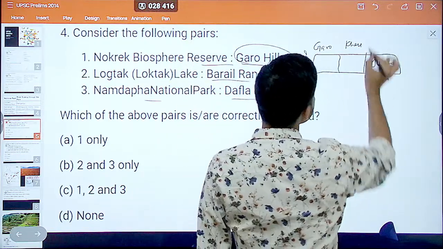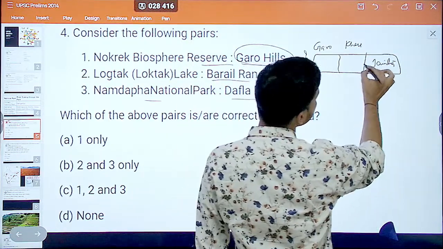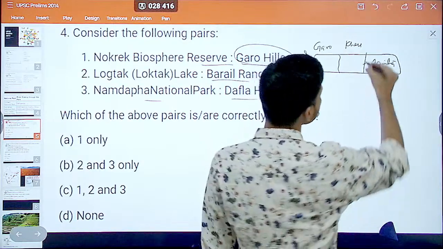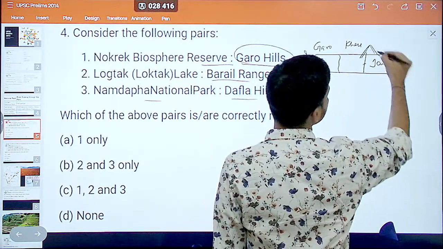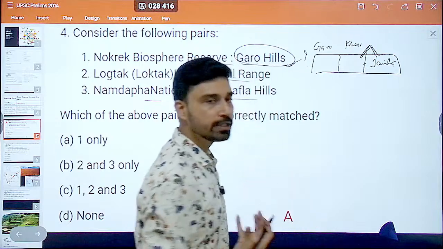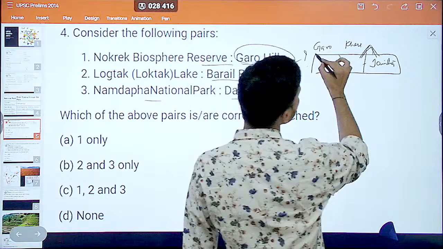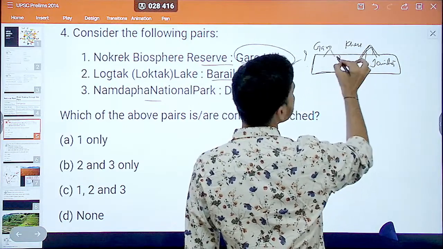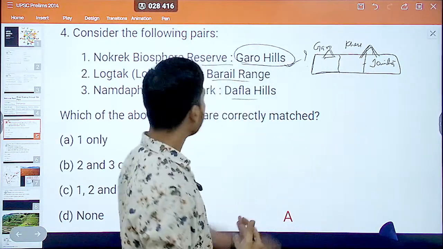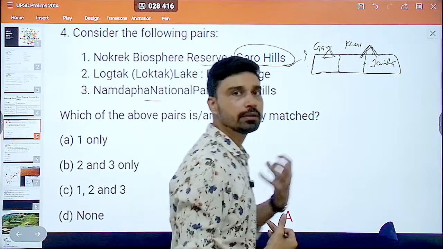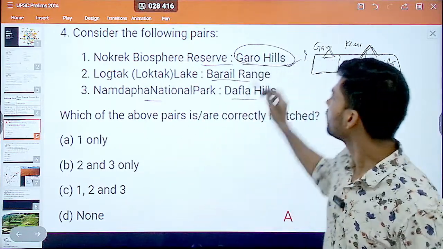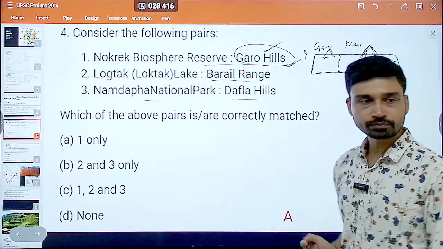So, Garo, Khasi, Jayantiya. Now, in Khasi Jayantiya range, which is considered as a continuous range, Shillong is the highest peak, which is also the highest peak of the entire state of Meghalaya. However, if you talk about the Garo Hills, here Nokrek is the highest peak, and around this peak you have the biosphere reserve that has been developed. So, the first option is obviously correct.